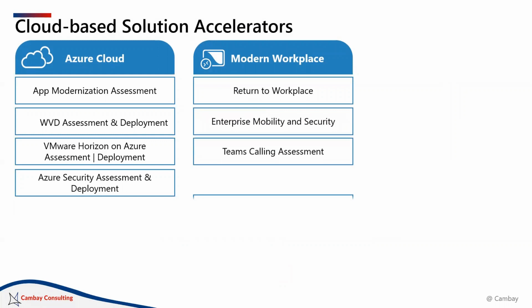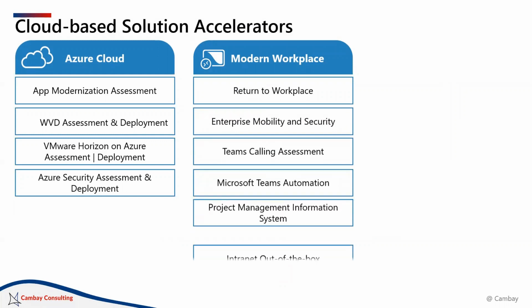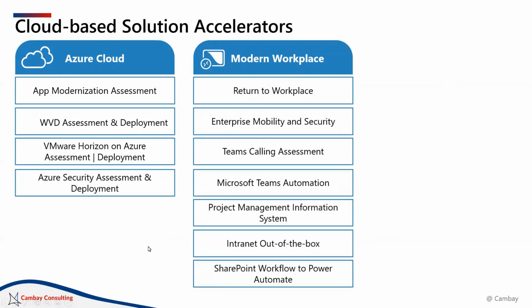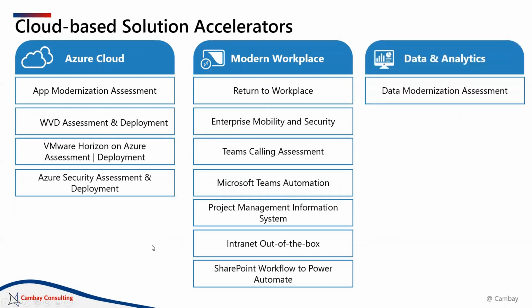So we have 3 main pillars here. Azure Cloud, modern workplace, and one more coming up. Yep. Data and analytics. So, Azure Cloud, our app modernization, VMware, really taking those physical servers, moving them to the cloud, but also things like SQL databases and that sort of stuff. We specialize in helping you transition your on-prem environments to the cloud.